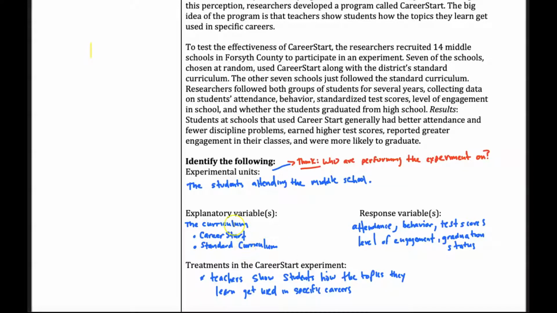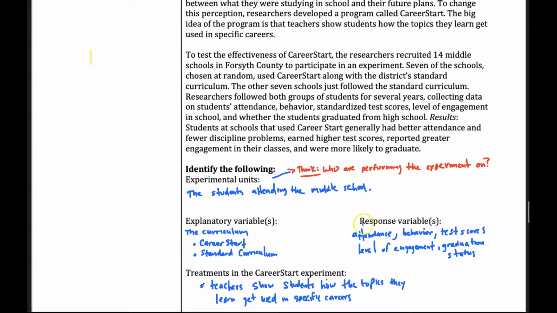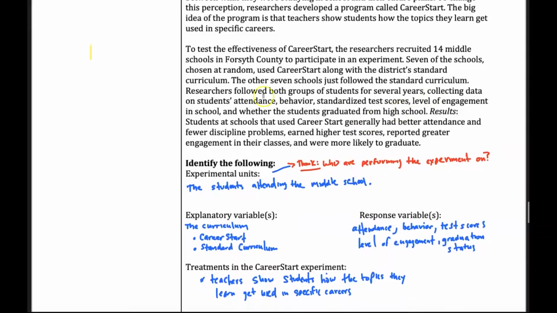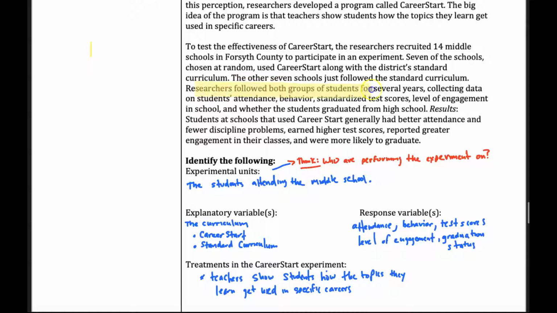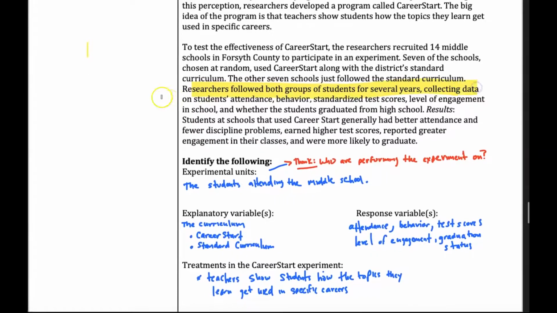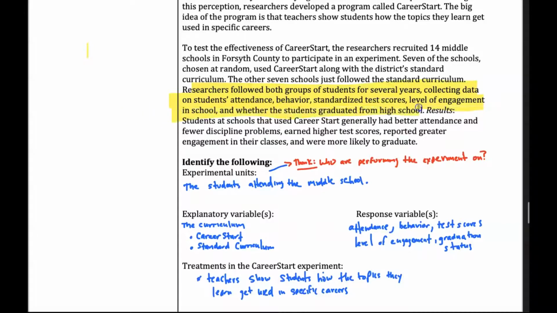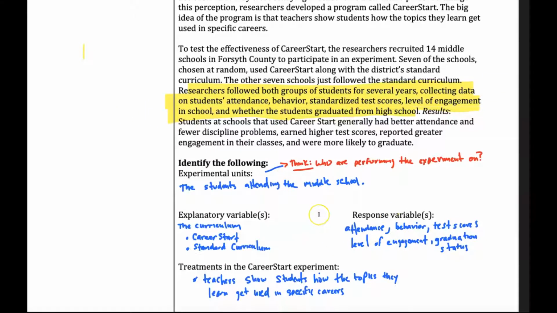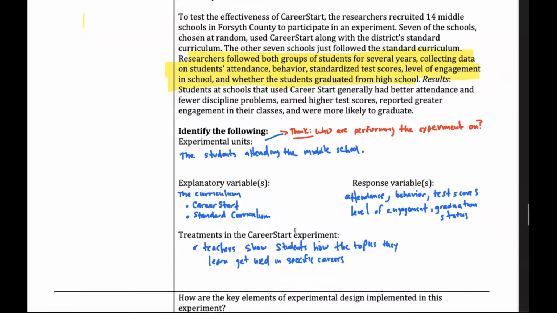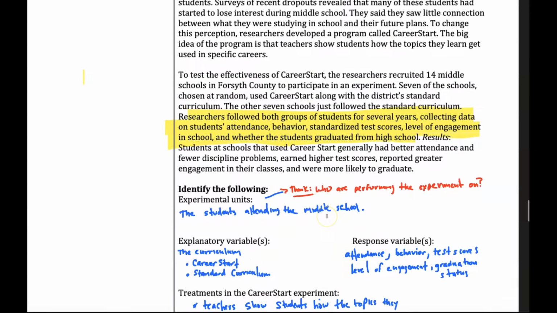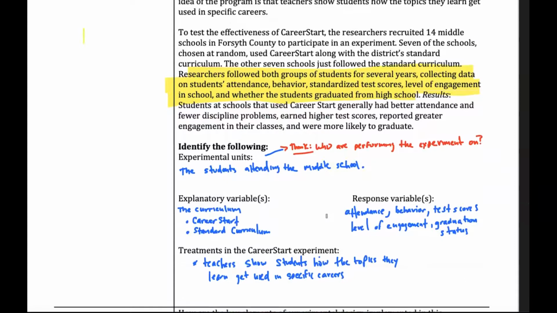So we have some hypothesis that would influence response variables. And in this case, the response variables were what the researchers were collecting data on. And you can see they had some hypothesis that the type of curriculum would have that effect. And the treatment in this case is the curriculum, in the sense that they have a hypothesis that if teachers show students how the topics they learn get used in specific careers, there would be a change in some of these other aspects. And so that would be the treatment, right?